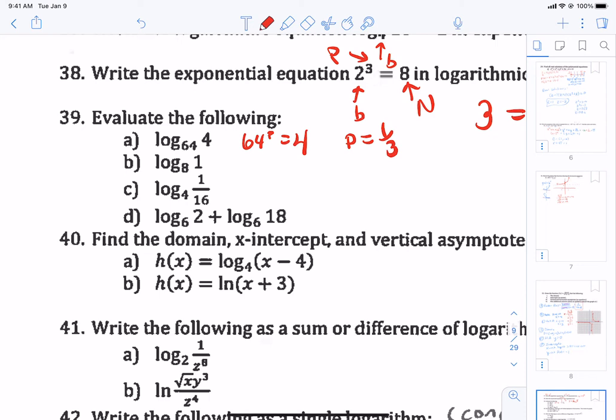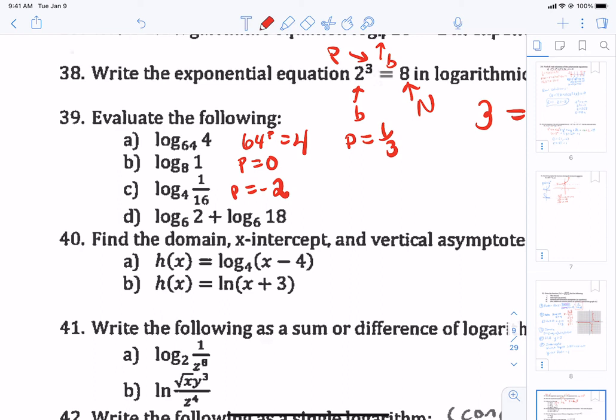That's a tricky one. Part B, what power do I put on an 8 to get 1? The only power that's going to do that is 0. Part C, what power would I put on a 4 to flip it and make it a 16? Now, flipping it's going to be negative. Making it a 16 means I have to square it. So the answer here is -2.